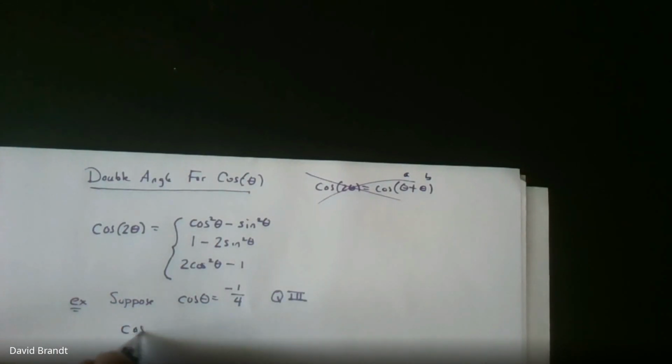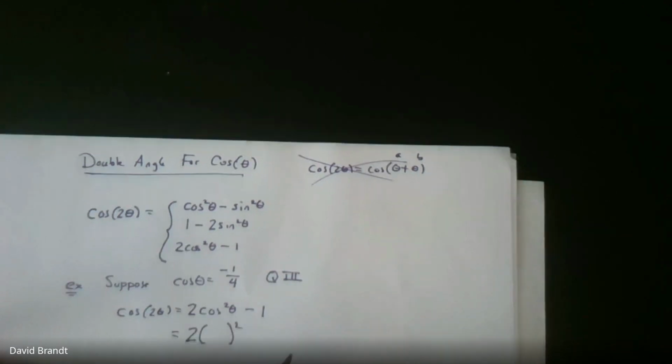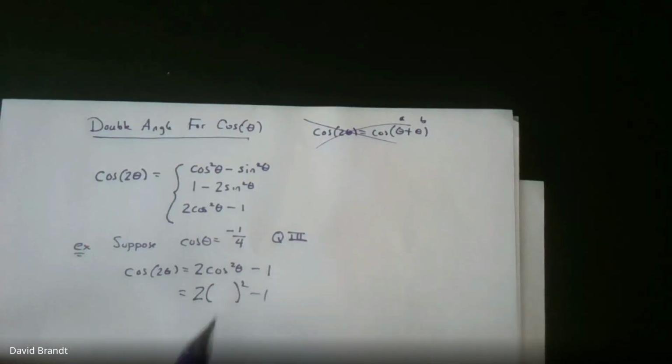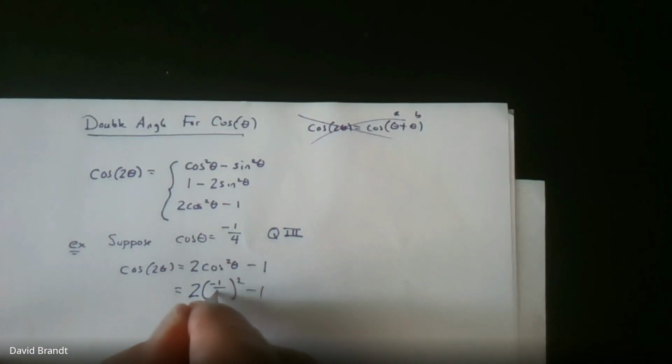So cosine 2 theta, let's write the formula out. It's 2 cosine squared theta minus 1. All right, so I'm going to put 2 parentheses. That's where the cosine used to live. The square goes on the outside, minus 1. What do you put in the place of that? You put negative 1/4. Okay, so what do you do first?